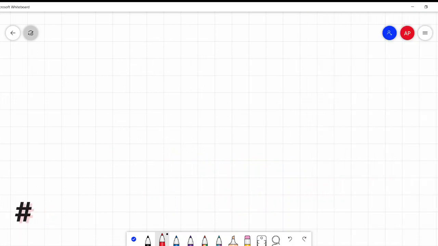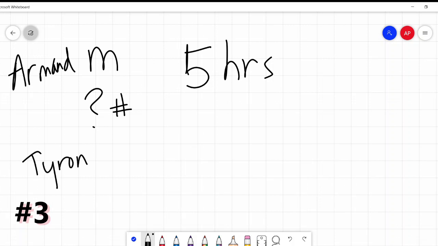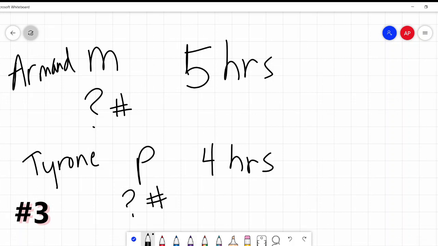Number 3. On Saturday afternoon, Armand sent M, an unknown number, of text messages every hour for 5 hours. This is our Armand. And then we have Tyrone, who sent P, that's another unknown number, of text messages every hour for 4 hours. Which of the following represents the total number of messages sent by Armand and Tyrone on Saturday afternoon?